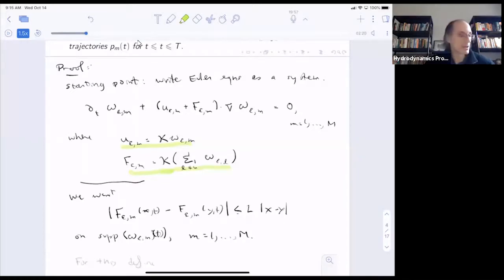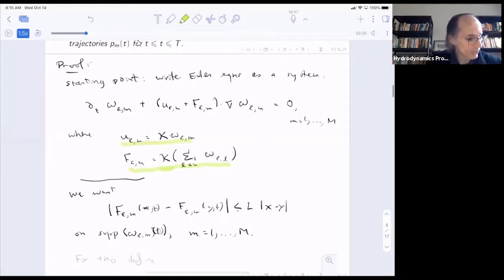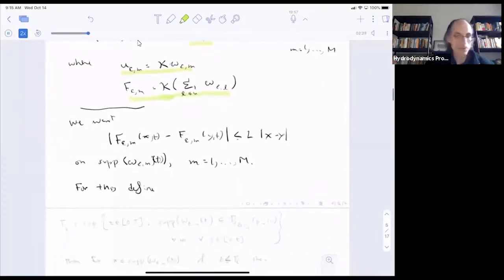Note that in the earlier theorems, we just assumed that this capital F was Lipschitz continuous everywhere. But that's stronger than we need. The Lipschitz continuity will only matter where little omega is non-zero. So we only need Lipschitz continuity on the support of omega epsilon m, but we need this for every little m.